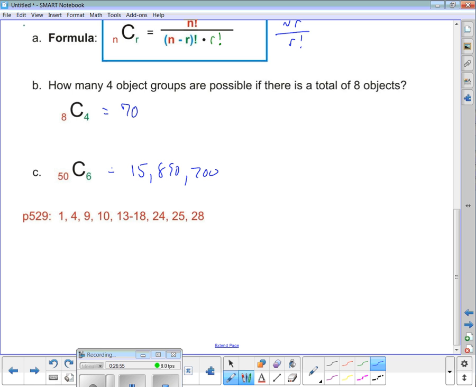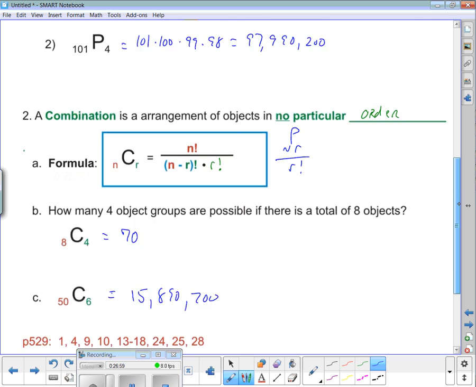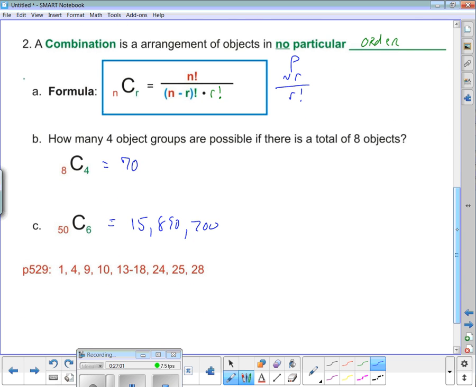Combinations. All right, combinations. Hey, remember, no specific order. That's the difference. How's the formula? Almost like the permutation formula with one little difference, and you should have a combination button.